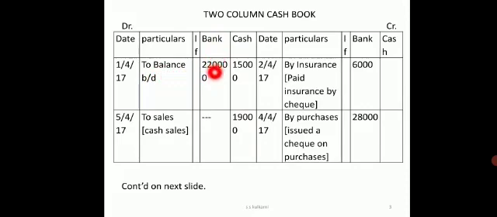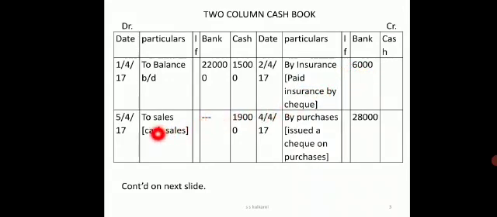The bank balance is to be recorded in the bank column and the balance of cash is recorded in the cash column, that is 15,000. Next, on 2nd we have paid insurance. Now this insurance is paid by check. So whenever the check is presented to the bank, then only the amount of 6,000 is paid by the bank. So insurance I will write in the bank column because payment is made by check. So insurance premium paid 6,000.